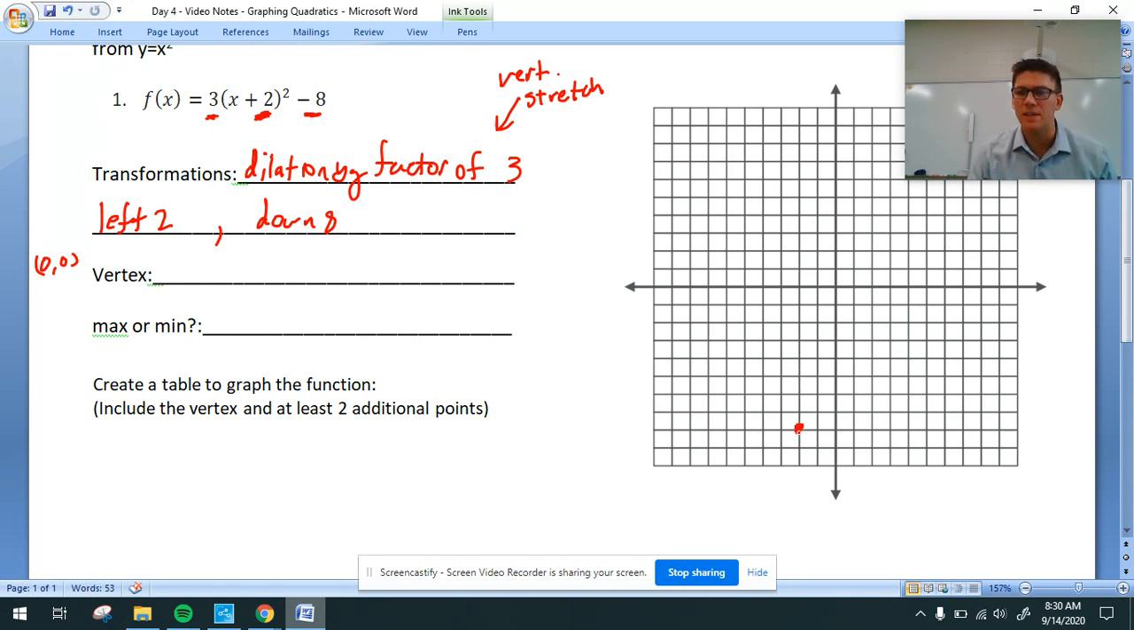I guess I could have known this is a 10 by 10 square and counted up instead. That would have been easier. So our vertex is at the coordinate -2, -8. So we have our vertex identified.